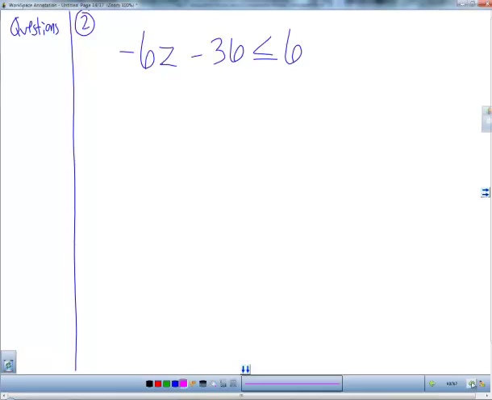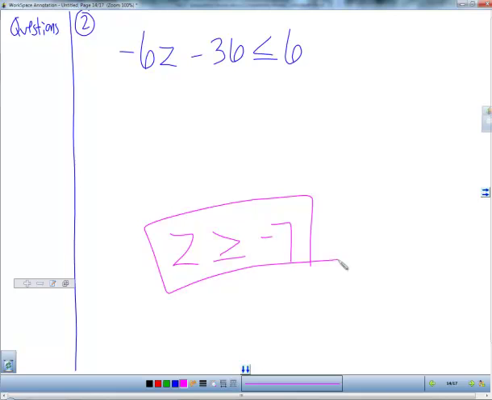I need for you to work on number 2 on your own. So pause the video right now and do number 2 on your own. If you did not get z is greater than or equal to negative 7, please rework the problem and then put a question that you have for me over here on the left side. Also make sure that you have your steps written out on the right.